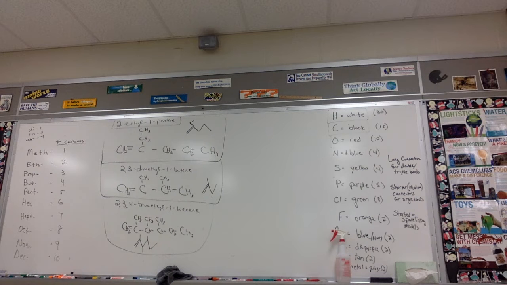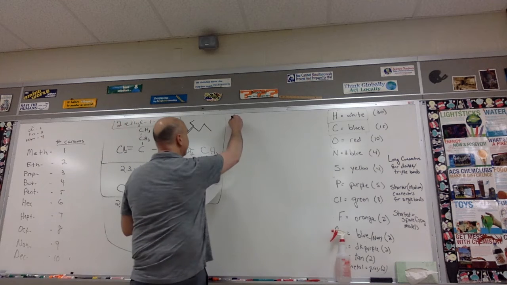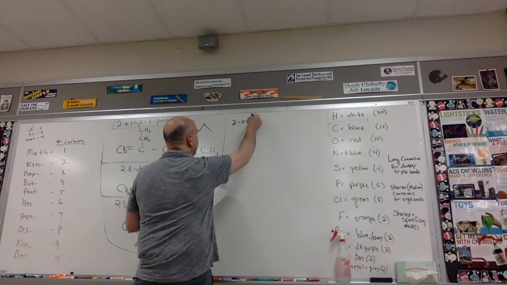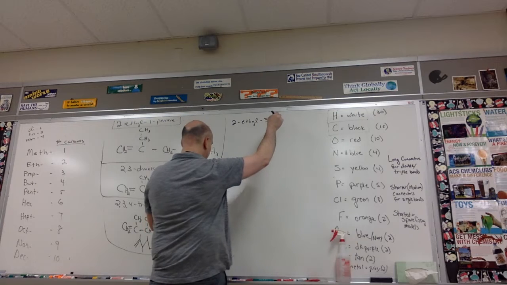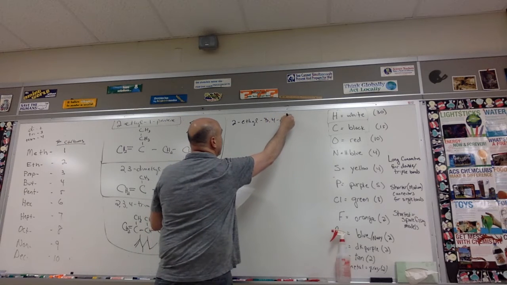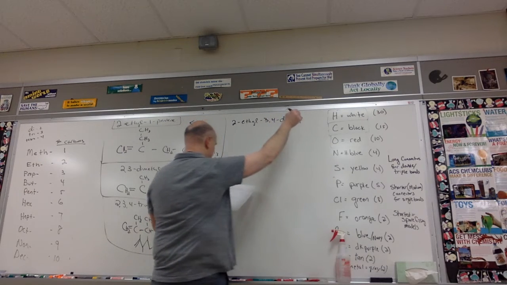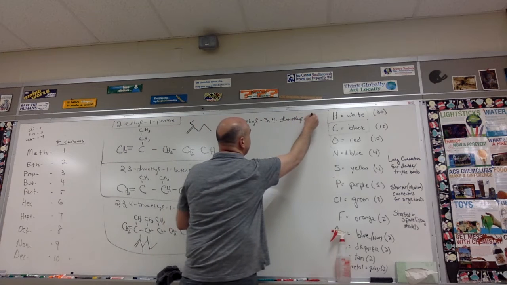Now this last one, this is the one where they don't have the correct name. We can draw it from this name, but it's not the correct name. They have 2 ethyl, 3, 4 dimethyl, 2 pentene.